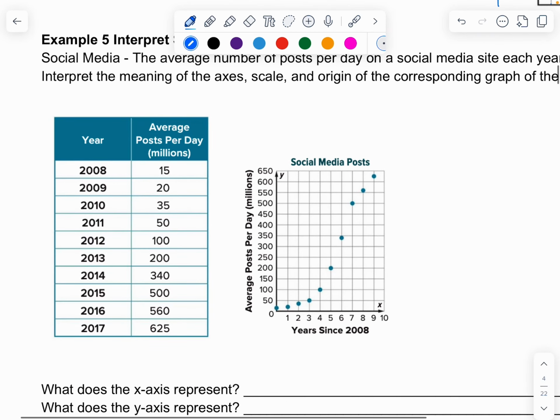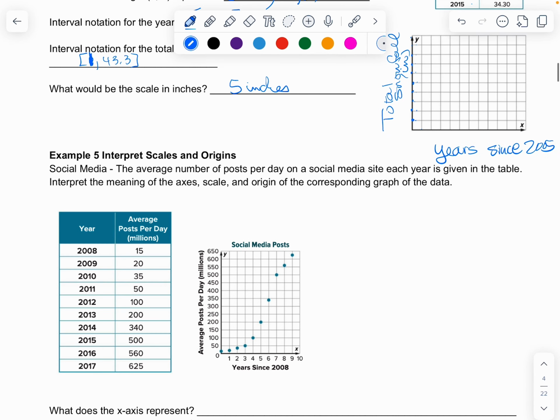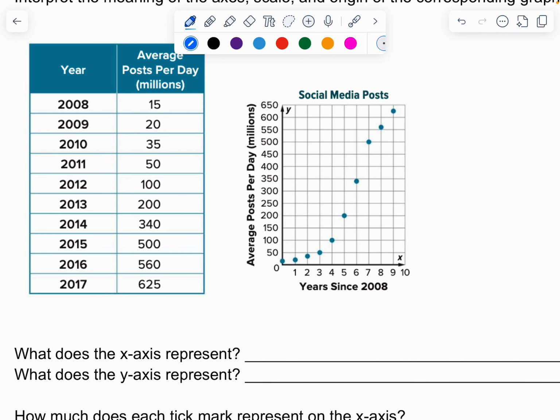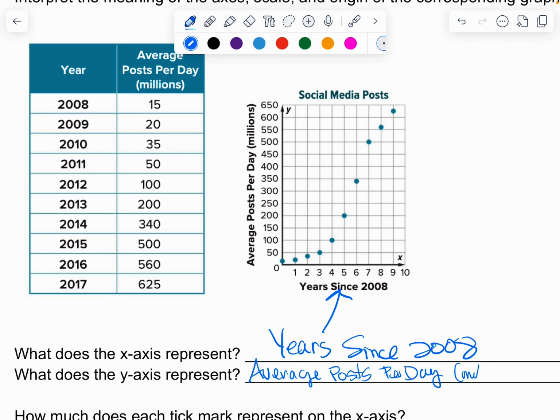Okay, down here, it says social media, the average number of posts per day on social media site each year is given in the table. Interpret the meaning of the axis, the scale, and the origin corresponding data. So if I look at this, what does the x-axis represent? Years since 2008. Where did I get that? It says it right there. What does y represent? Average posts per day, in the millions.